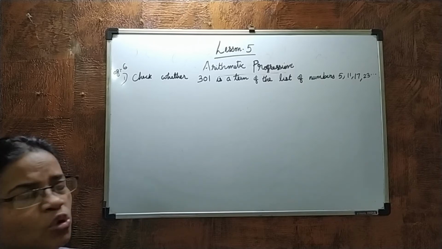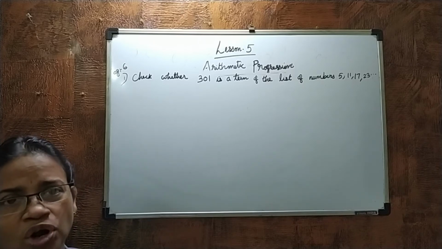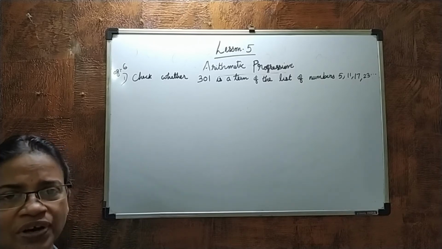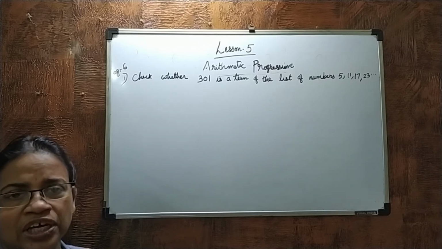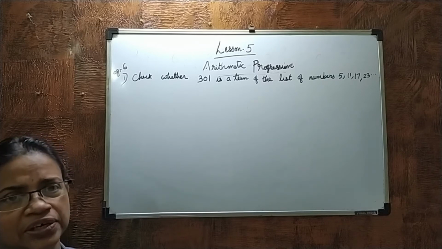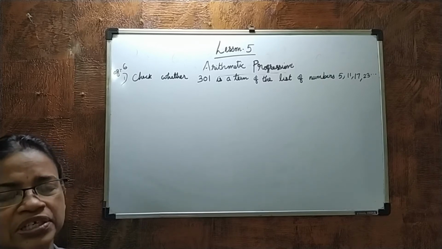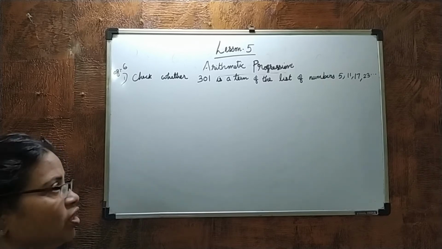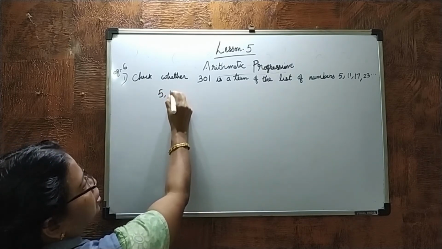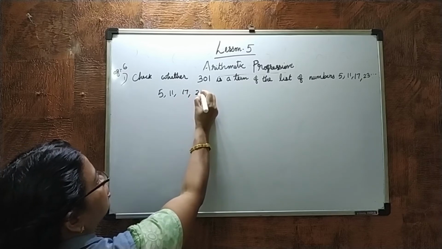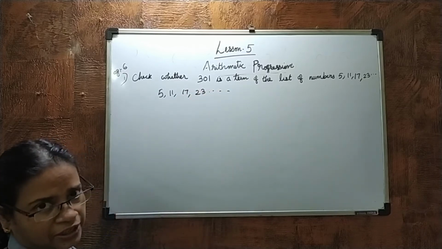First you have to check whether the list of numbers is an AP or not. How will you check it? You have to find out A2 minus A1, A3 minus A2. If both the D's are equal, then we can say it is an AP. If you want, A4 minus A3 also we can find out. So first we will write the progression. Maybe we don't know whether it is a progression or not, so we write it as a list of numbers.